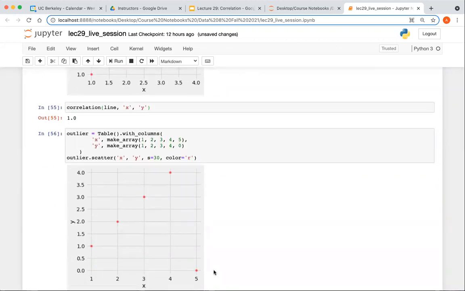Okay, so watch out for outliers. If you have outliers, don't calculate correlation. Deal with the outliers. Think about why they're there. Think about whether you need them. And if you need them, then don't calculate correlation, because you're not going to get a sensible measure. Okay, I am actually just going to stop here and pick up again.